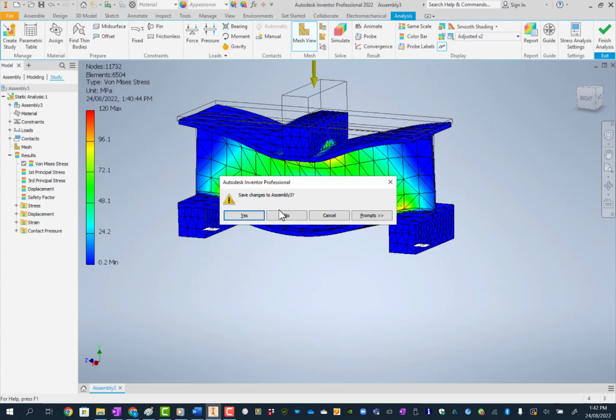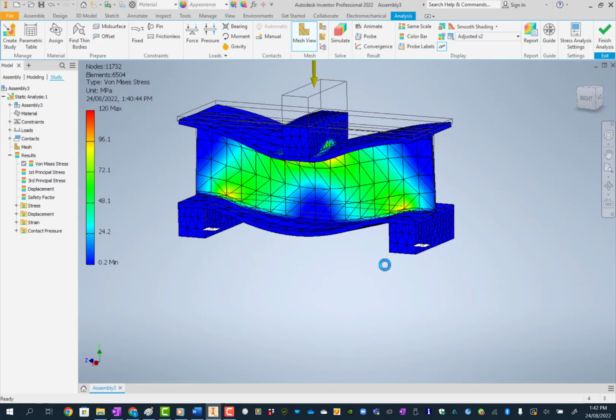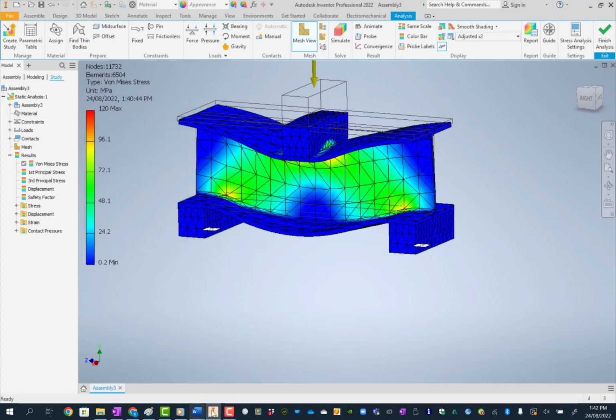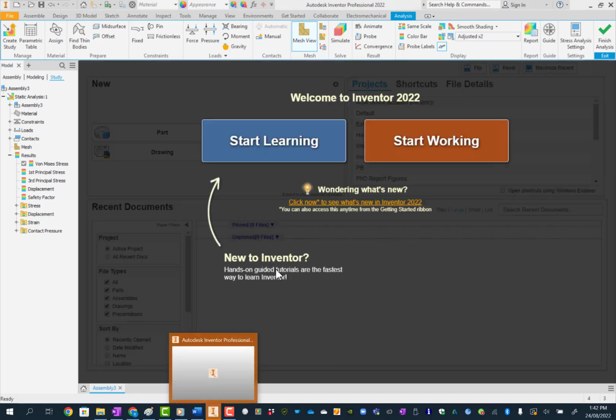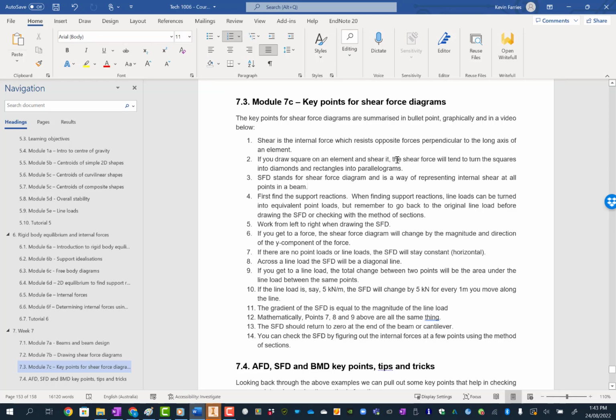Close this one. Yeah. So let's go back to our list of things to think about. I'm just going to close. Hopefully that closes down. So we talked about that. If you draw squares on an element and shear it, the shear will tend to turn the squares into diamonds or rectangles into parallelograms. Shear force diagram, SFD, stands for shear force diagram, and is a way of representing the magnitude, we should probably say.